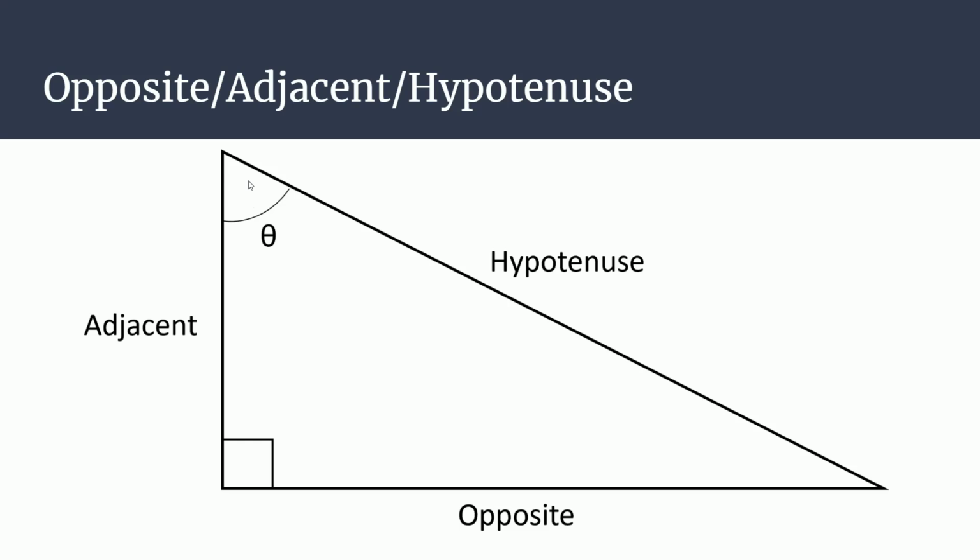This one little point: this side is touching theta, but it's not the hypotenuse, making it the adjacent. The hypotenuse, the longest side, the direct distance from A to B, is always across from the 90 degrees. Opposite, well, it's exactly as it sounds. It is the opposite side of your theta.